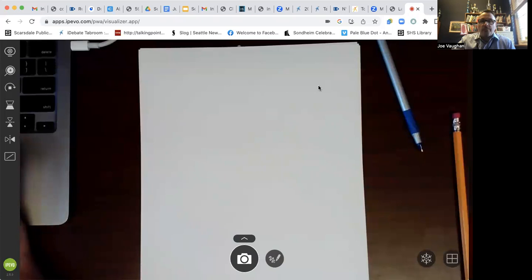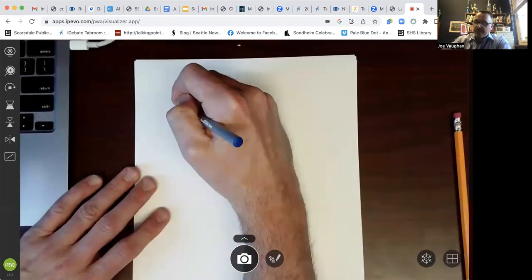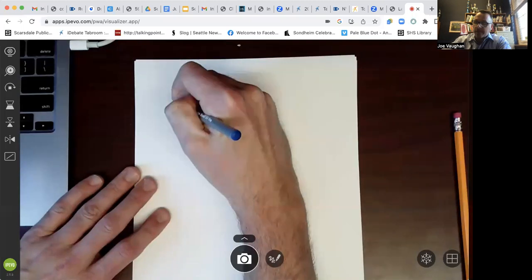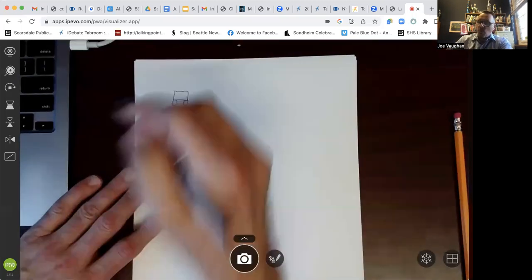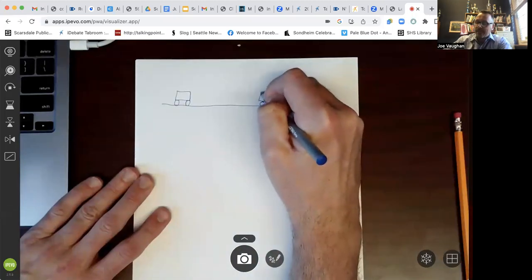There we are. So what we're going to do here is look at what happens if I have two things that are going to collide. And like I said, we're going to constrain this to be one dimension. We're going to have them collide elastically. So what does that mean?